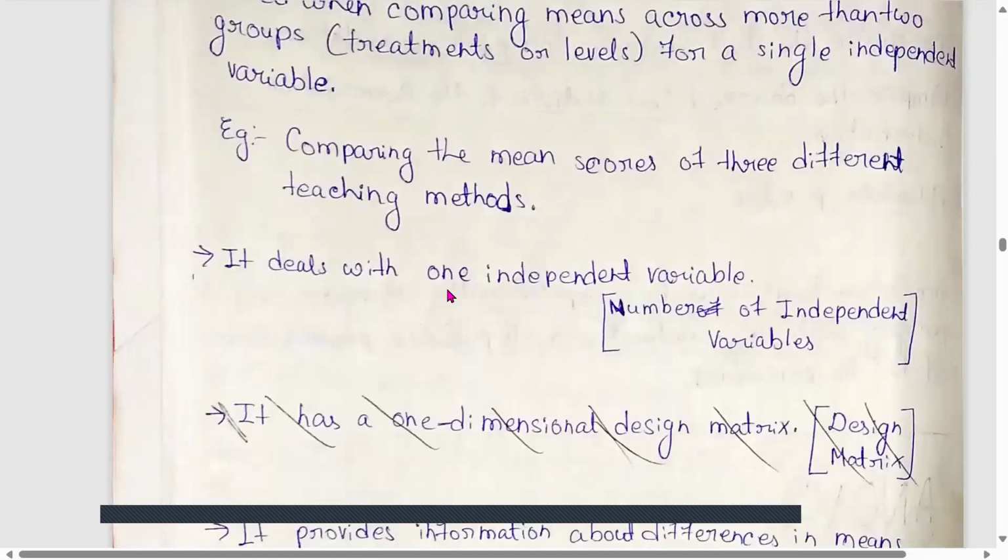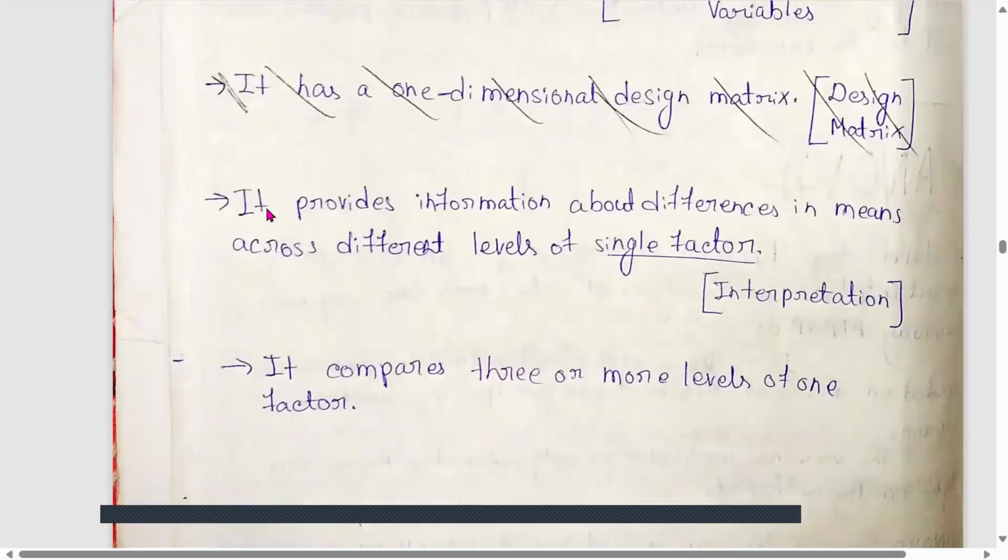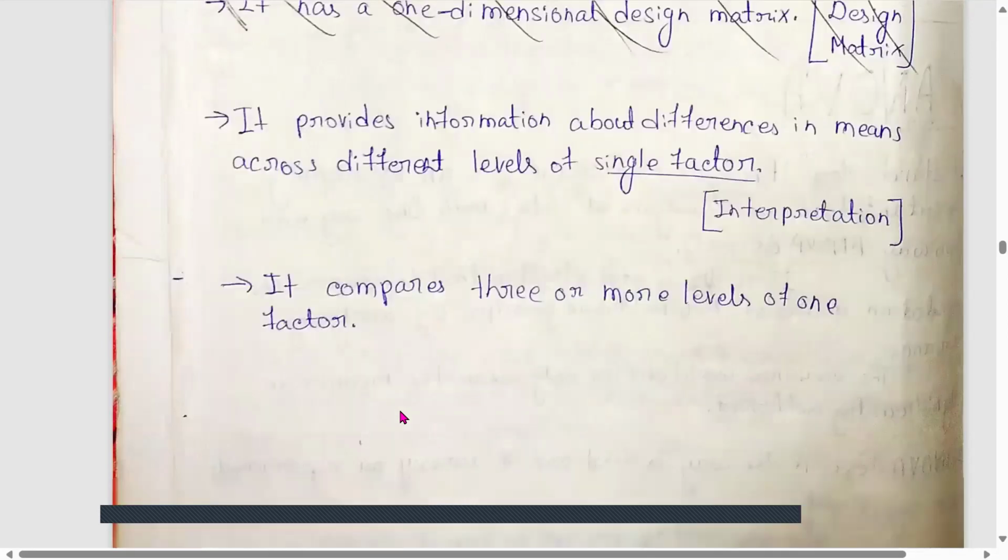It deals with one independent variable, that is, the number of independent variables. Second, it provides information about differences in means across different levels of a single factor. Interpretation: that means it compares three or more levels of one factor.